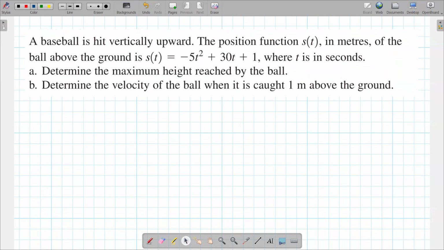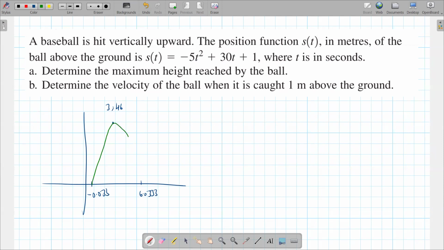I'm going to cheat for time purposes. All right, so I have the x-intercepts and the y-intercept. I just plotted it on Desmos, that's what I did. So boom, boom. At negative 0.033, it has an x-intercept. The other one is at 6.0333, and it has a vertex at (3, 46). So this is the sketch. Boom, boom, boom.